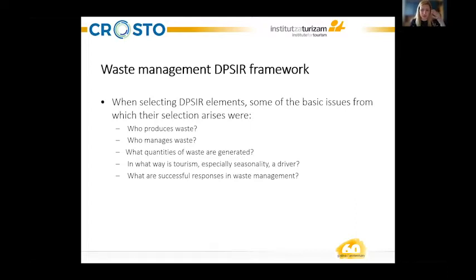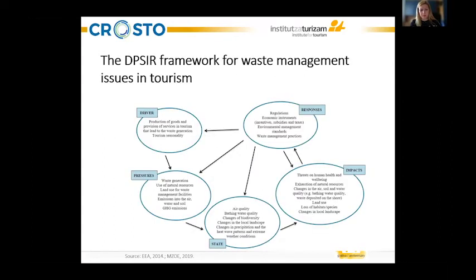So that is, I would say, one kind of a scheme we must all follow when talking about the management of the waste and monitoring. These are all the questions that we have to answer through the DPSIR framework. Here is the framework for waste management from the European Environmental Agency: what are the drivers, pressures, states, impacts, and of course the responses in the end, which also have an impact on the other elements of the framework.